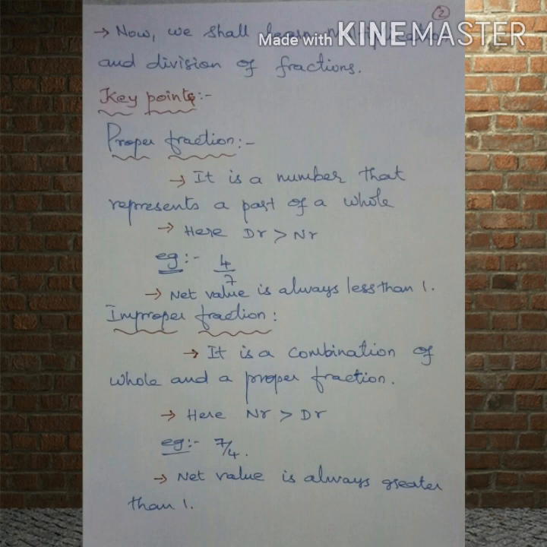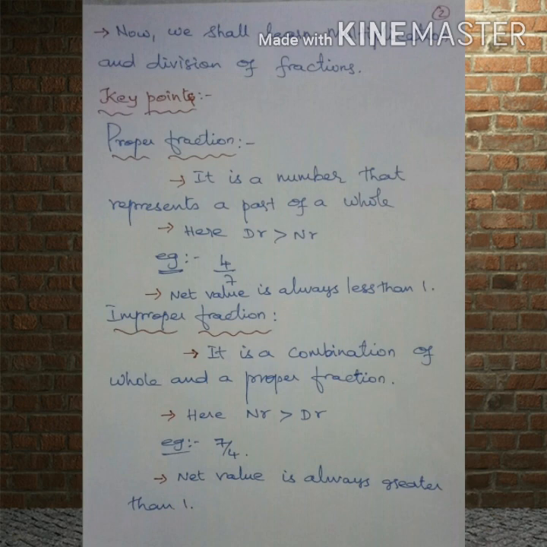Proper fraction. It is a number that represents a part of a whole. Here, the denominator is always greater than the numerator. I will give one example, 4/7. Look now, 7 is the denominator, 4 is the numerator. 7 is greater than 4. Always in a proper fraction, the net value will be less than 1.